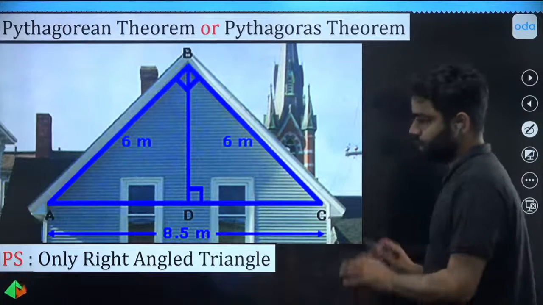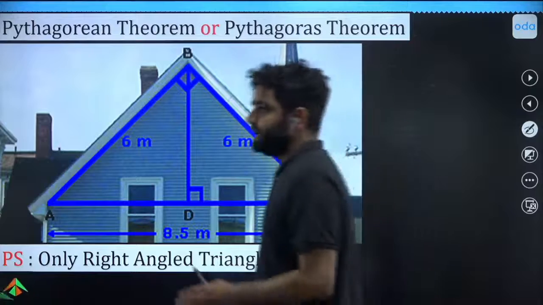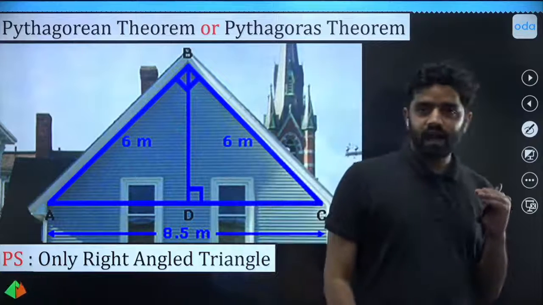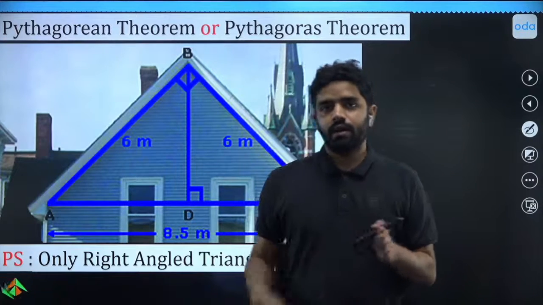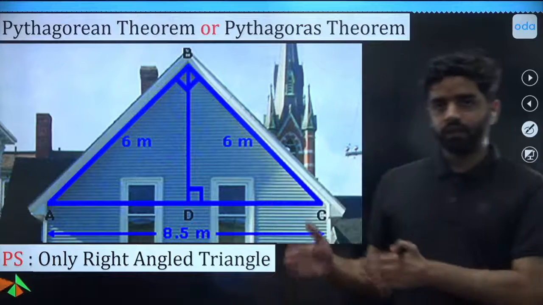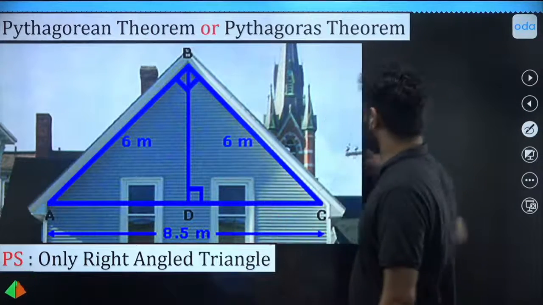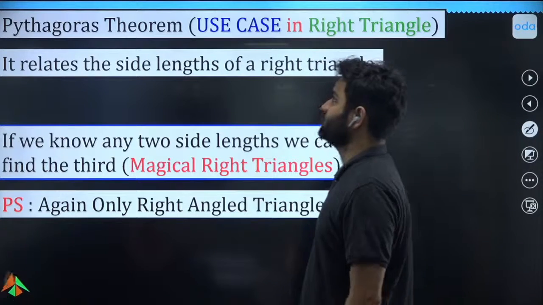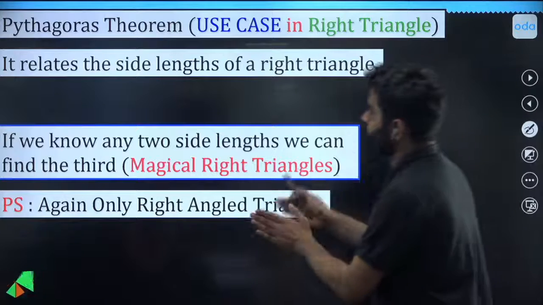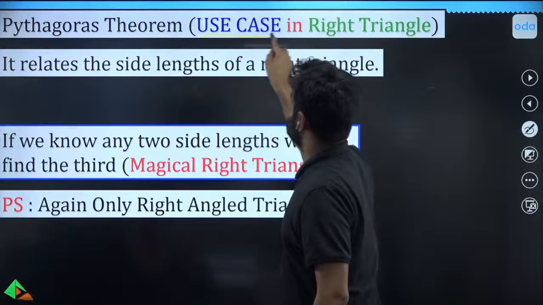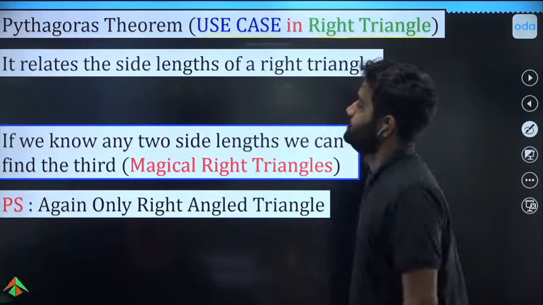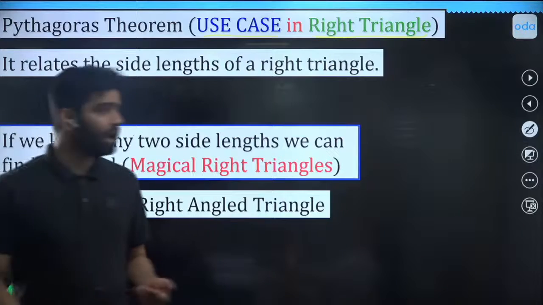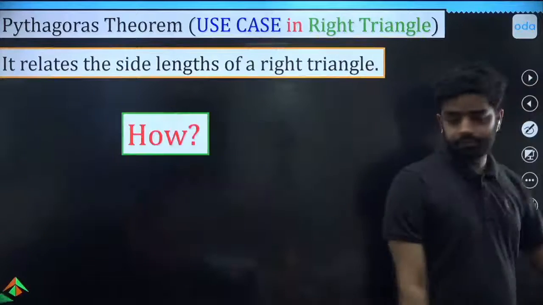Now let's try to understand how to apply the Pythagoras theorem in a right angle triangle. What we have discussed till now is what the legs are in a right angle triangle and what the hypotenuse is. How do we know that? By the 90 degree angle, where it is formed in a right angle triangle. Now let's try to understand what exactly the Pythagoras theorem is. Right now we are not trying to understand the Pythagoras theorem itself, we are trying to understand the use case of the Pythagoras theorem, how to apply it in a right triangle. What it does is relate the side lengths of a right angle triangle, and let's try to understand how it does that.